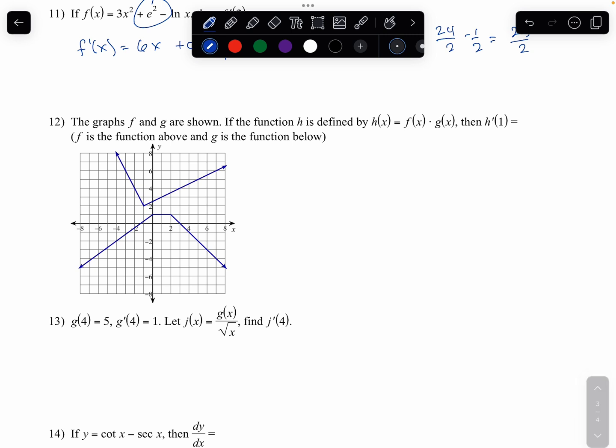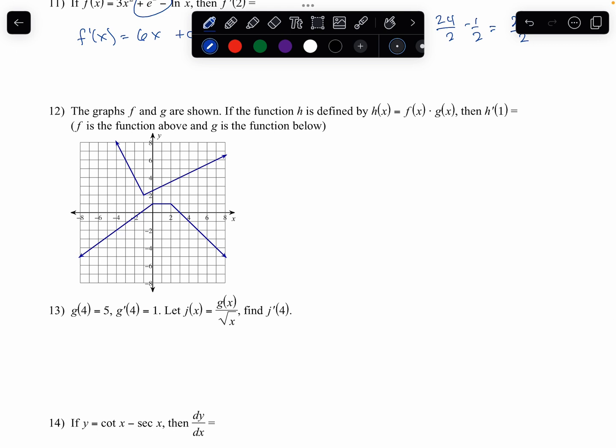The graphs of f and g are shown. If the function h is defined by h of x equals f of x times g of x, then h prime of 1 equals... f is the function that is above, g is the function below. Okay, so let's do h prime of x. Since this is a product, we'll need the product rule. It's going to be the first times the derivative of the second plus the derivative of the first times the second. So h prime of 1 is going to be equal to f of 1 times g prime of 1 plus f prime of 1 times g of 1.